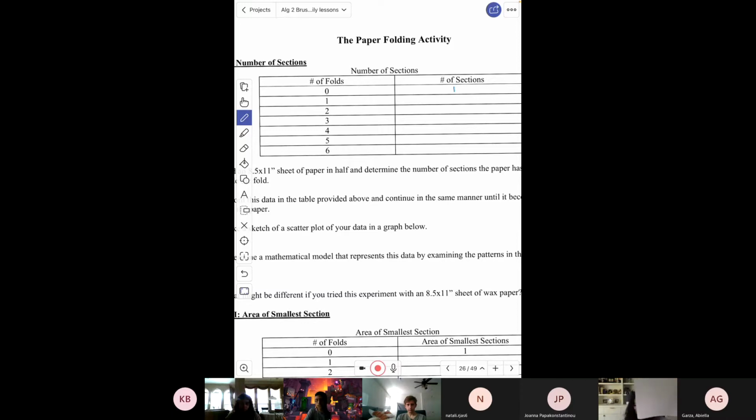Now, if you have 1 fold, so it doesn't matter if you fold it in half this way or if you fold it in half the other way, but you're making 2, okay? So if you fold it once, 1 fold, and then you open it up, how many sections do you have?